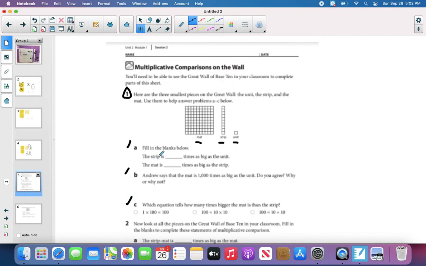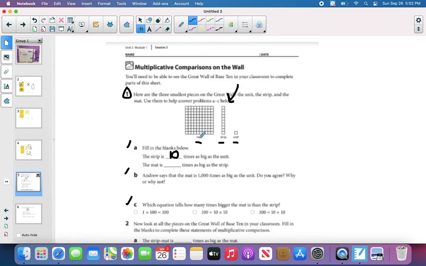It says fill in the blanks. The strip, here is the strip, is blank times as big as the unit. Could it be 1 times as big? 5 times? Click pause. Think about what the answer might be. Welcome back. You said 10, you're correct. The strip is 10 times as big as the unit.